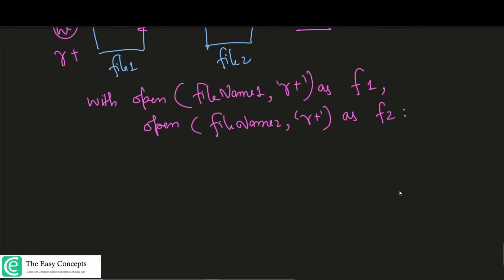Now we have handlers F1 and F2, but we need a variable also which is temp. So in temp you can get the content of the first one, right? Or basically what you can do, just get the content of the first file and we can make it content 1 equal to f1.read, content 2 equal to f2.read, right?